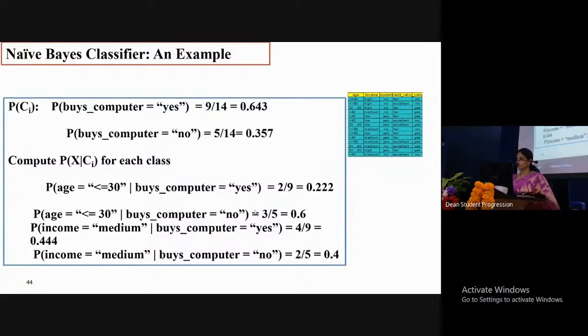So his income is medium. Given that his income is medium, he is going to buy a computer, yes, and he is not going to buy a computer. On a similar level, the same way that we have done for age, we will be doing for income also. When I do that for income, you have some values that come up.